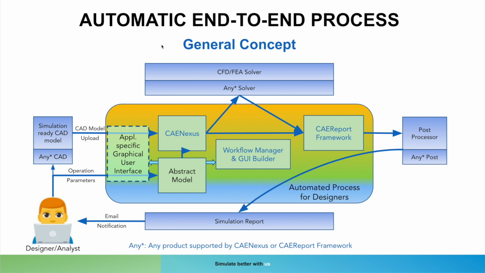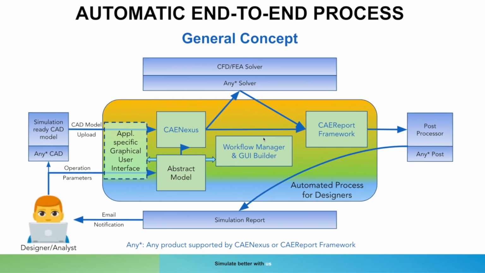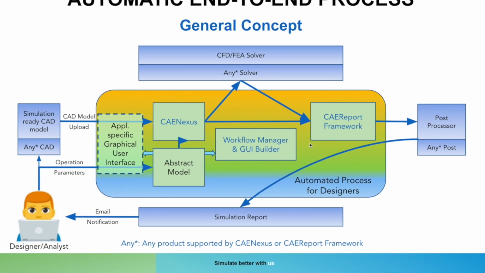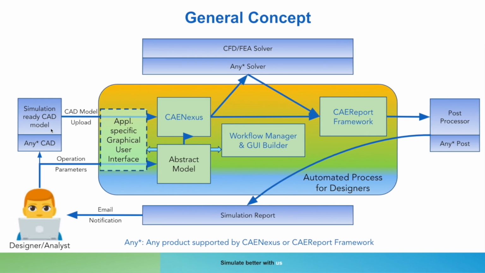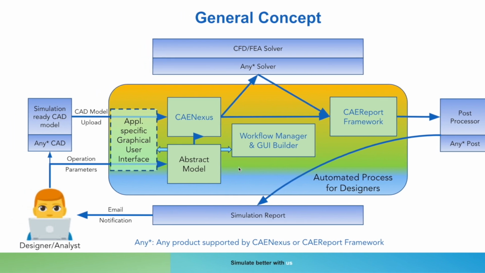First, let's start with the general concept of the workflow for this automatic end-to-end process. The first thing I'll have you note is that everything in this yellow-blue box here is the automated process. These component parts are set up beforehand to allow design engineers or analysts to run multiple simulations across different CAD platforms and commercial and open source fluid and structural solvers with a lot of flexibility while maintaining robust, reliable output.